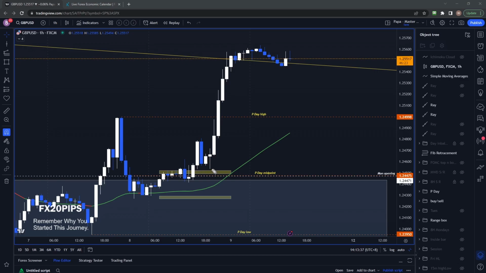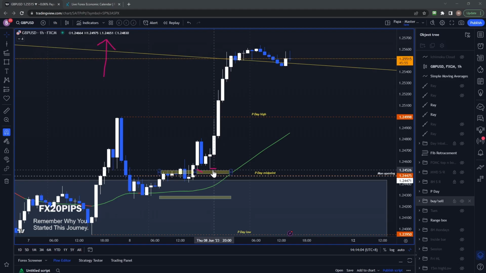Okay, let's look at what's the value here. What's this low and this low? You need to look here. As I move the candle, you need to see what's the value here. So let's try this. This low is 1.24532. This low is 1.24534. So we got 532, 534.